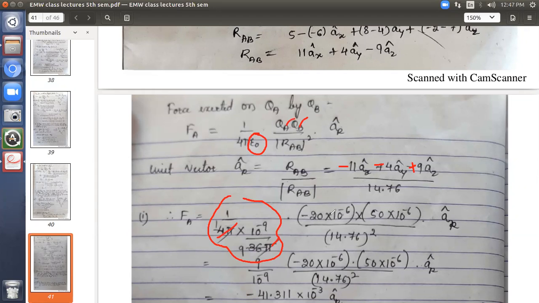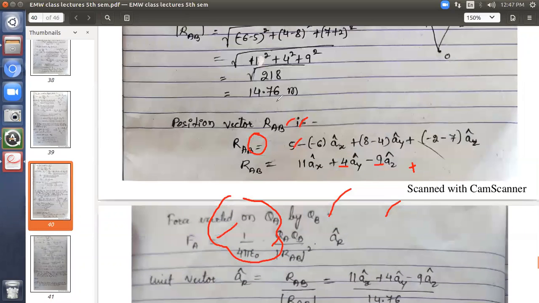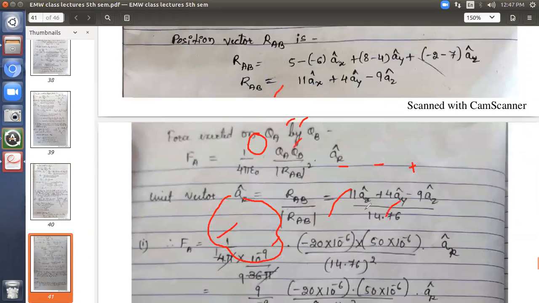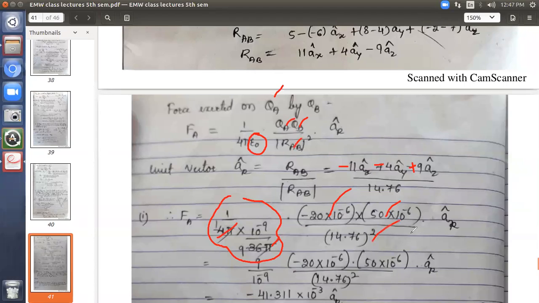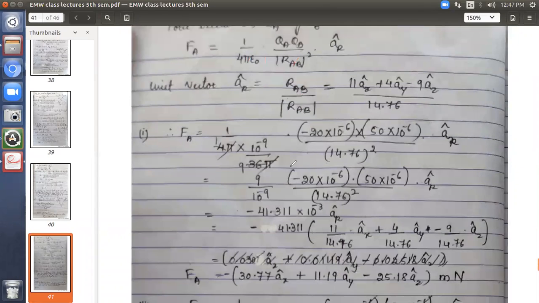QA into QB, charge QA into QB divided by RAB squared, the magnitude squared. What is the magnitude we got? 14.76. So 14.76 squared into AR. I have written AR. Just first what I'll do, I'll use the calculator, complete all this part, and then I'll go for AR in a simplified way. So step by step I have calculated. You have already got calculators with you, so it's easy for you.